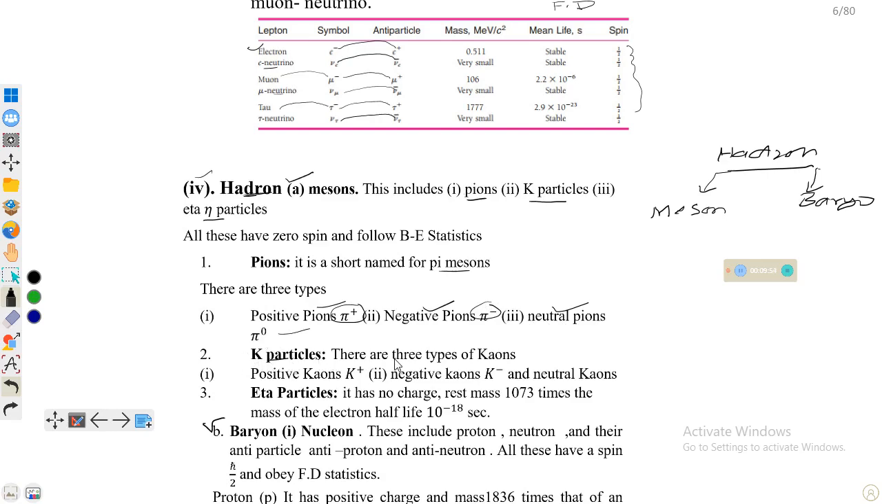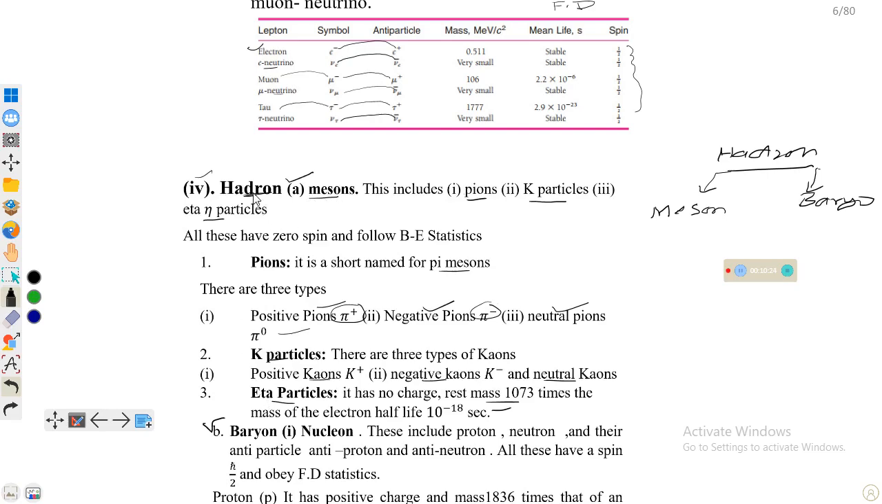Similarly, K particles can exist in three different states: positive kaon, negative kaon and neutral kaon. And the third category is eta particles. The third meson, the eta particle, has no charge, a rest mass of 1073 times the mass of the electron, and a half-life of 10 to the power minus 18 seconds. These are the further classifications of the mesons.